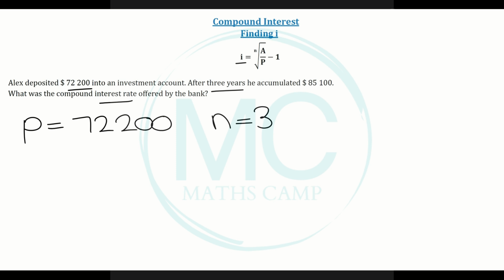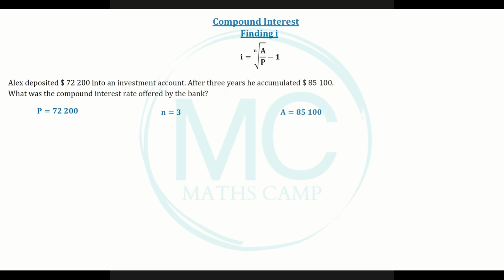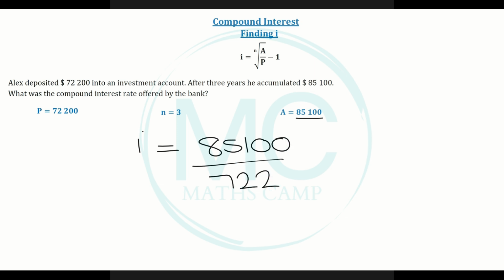That's the duration. So n is equal to 3. At the end of his investment, he accumulated $85,100. This is our A value. So A is equal to 85,100. Now we have these values. We can put them into the formula. So we say i is equal to the value of A, 85,100, over 72,200. n is 3, so we can say root 3 minus 1.